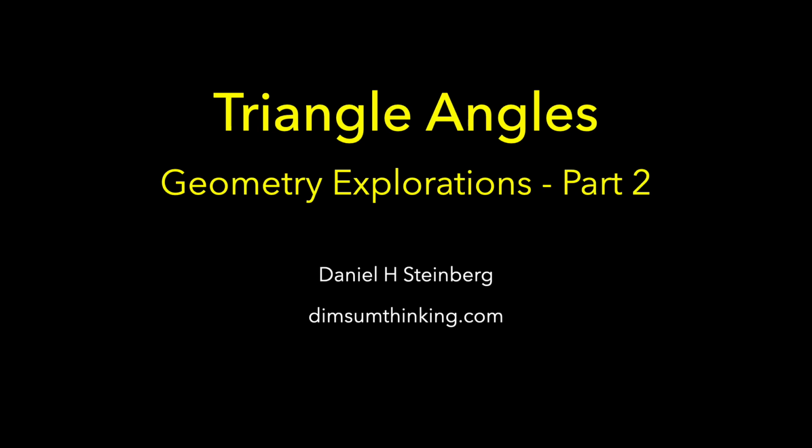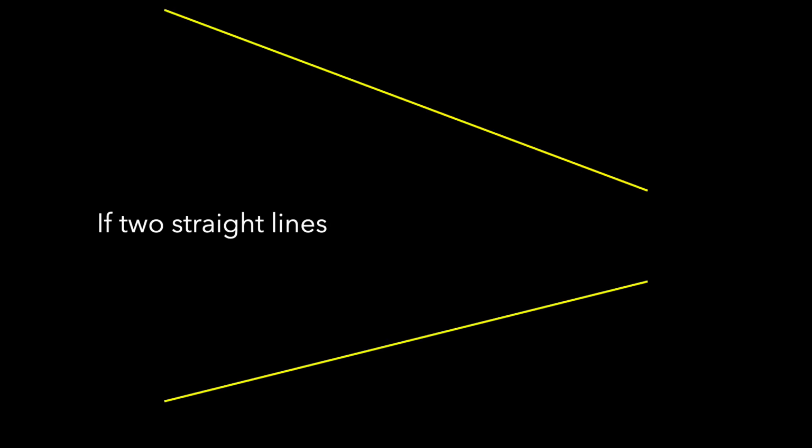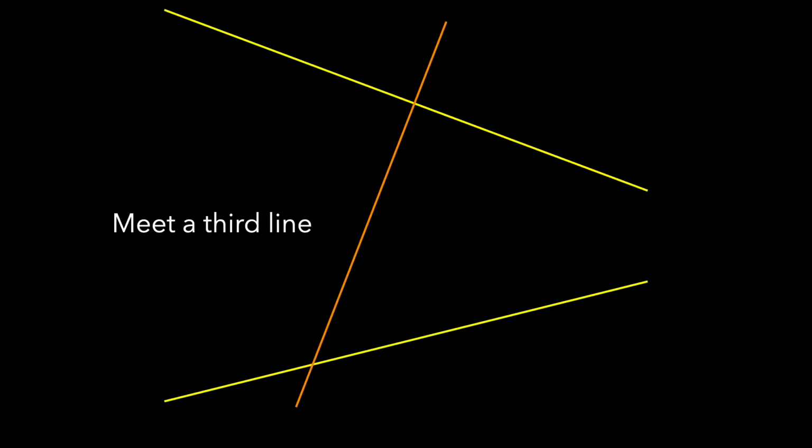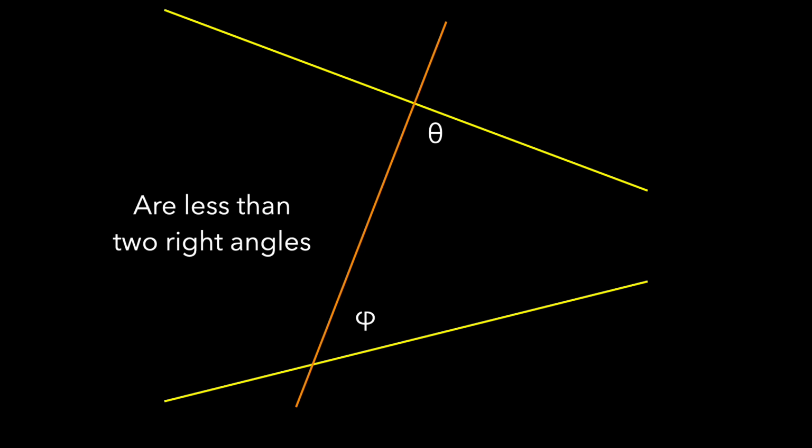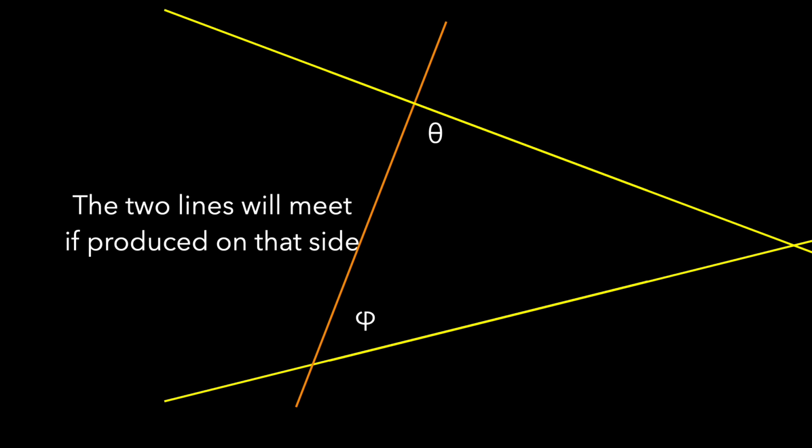Let's continue our exploration of geometry by looking at angles and triangles. If two straight lines meet a third line, and the interior angles on the same side of that third line are less than two right angles, so in this example, theta plus phi is less than 180 degrees, then those two lines will meet if produced on that side. If you extend the lines, eventually they'll meet up.